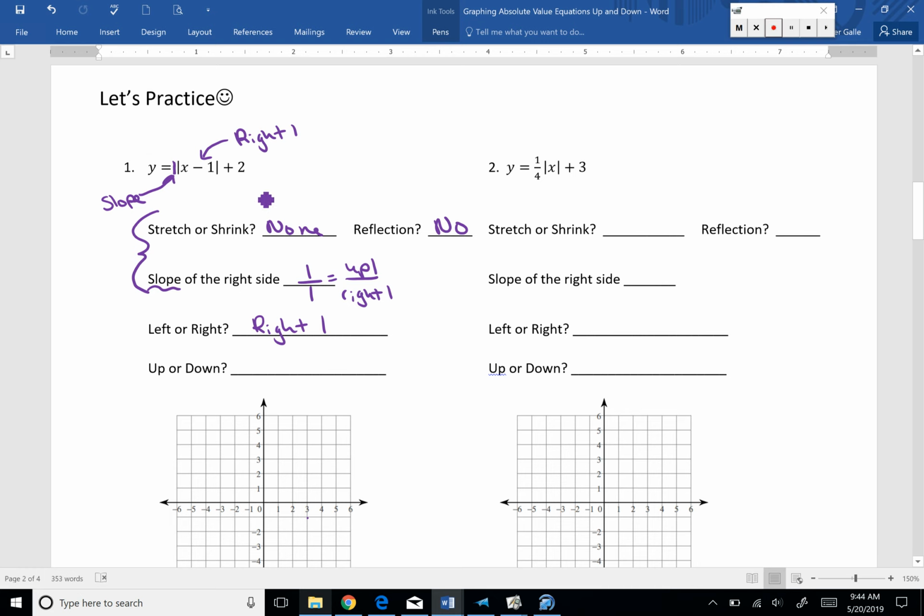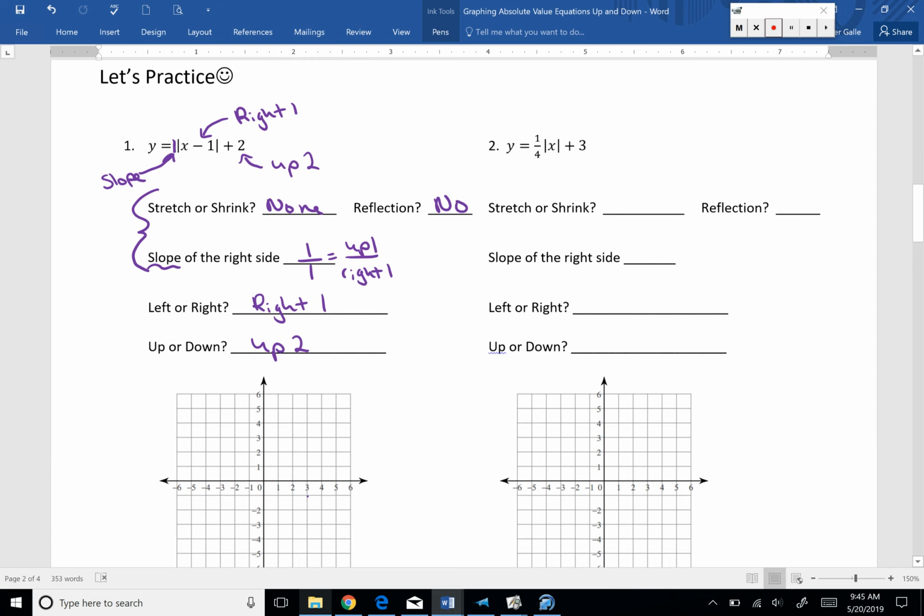Then the new piece for us today, we're adding outside the bars, and that goes exactly how we think it should. It goes up 2. So you might be thinking, okay, Miss Golly, now how do we use it to actually graph? The left, right, up, down piece gives us our vertex, or that anchor point. That point where the V changes directions, the middle point of the V, however you want to describe that.